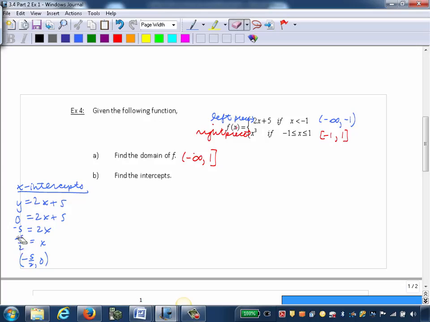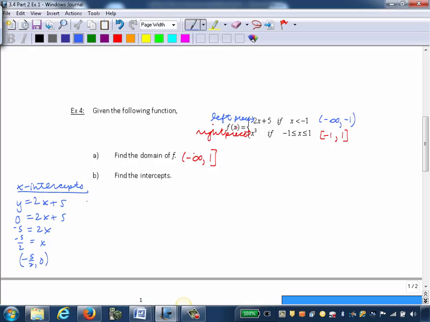If instead I got a positive 5 halves, for example, that would not fall within the domain of this piece, negative infinity to negative 1. So that would actually not be an x-intercept of this function. But because negative 5 halves does fall within this region, we know this is an x-intercept of this piecewise defined function.